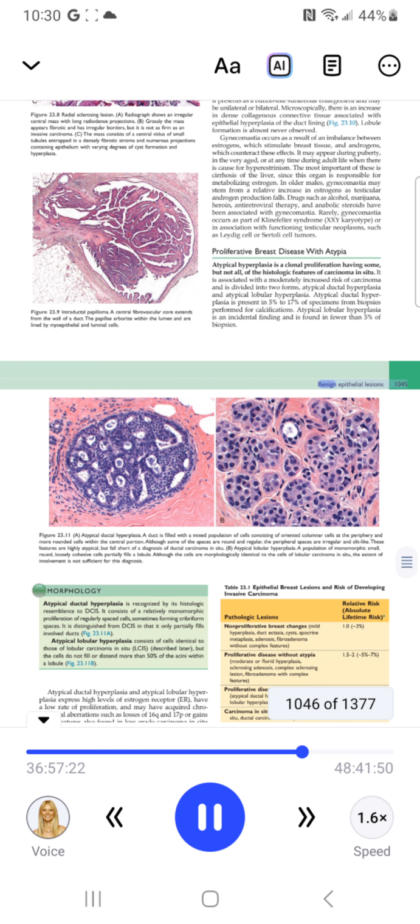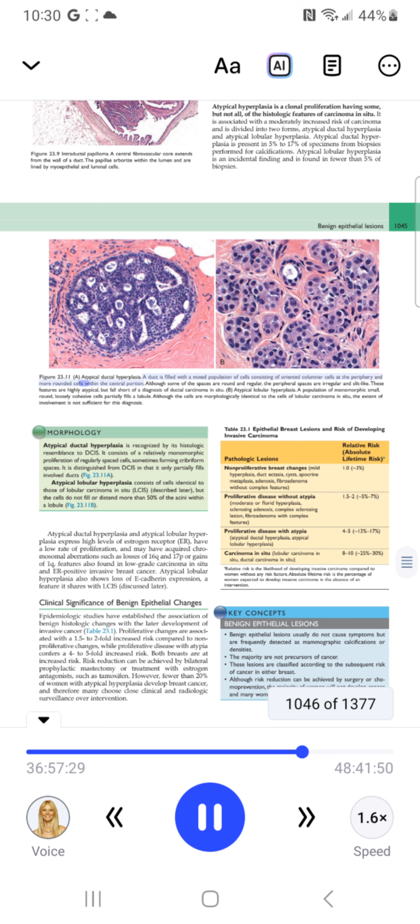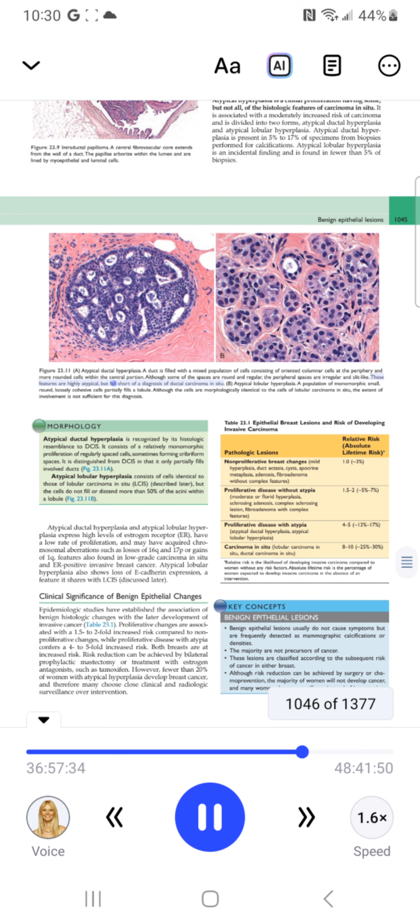Benign epithelial lesions, figure 23.1. A, atypical ductal hyperplasia. A duct is filled with a mixed population of cells consisting of oriented columnar cells at the periphery and more rounded cells within the central portion. Although some of the spaces are round and regular, the peripheral spaces are irregular and slit-like. These features are highly atypical, but fall short of a diagnosis of ductal carcinoma in situ.